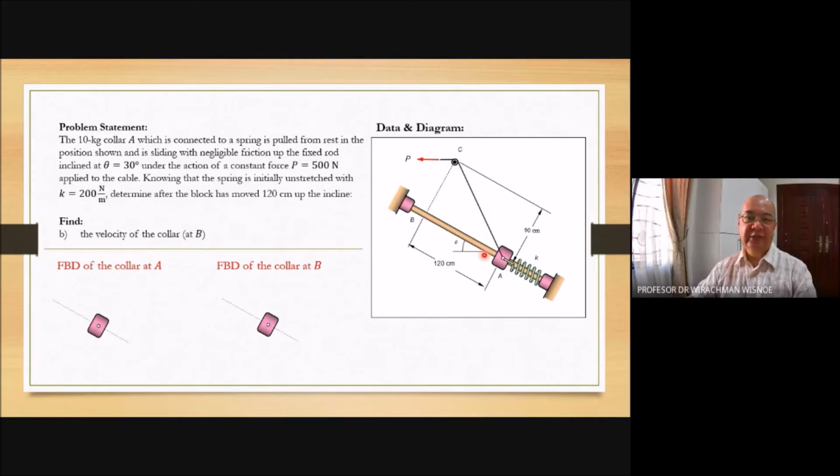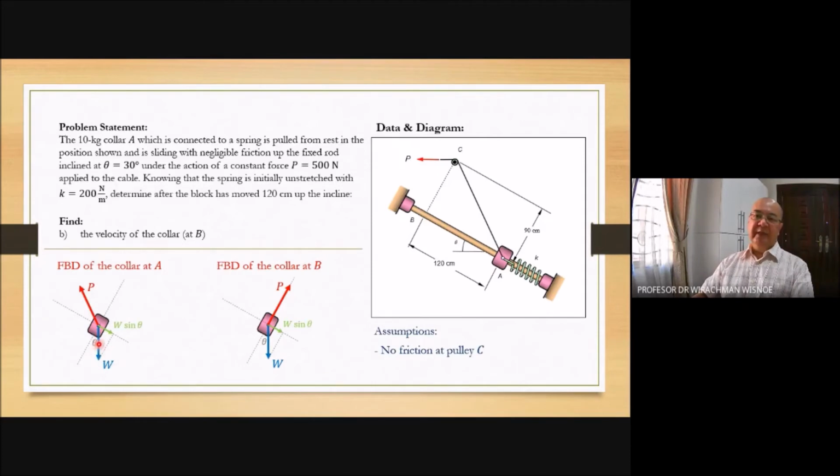That is the direction of displacement. That is perpendicular to the displacement. That is the direction of P when the collar is at A, and then this is the direction of P when the collar is at B. And the weight remains the same, vertically downward. P is the tension of the cable. I assume that there is no friction at the pulley C. If there is friction at the pulley C, the tension in this cable is no longer P.